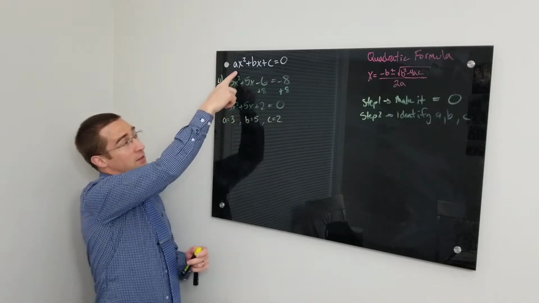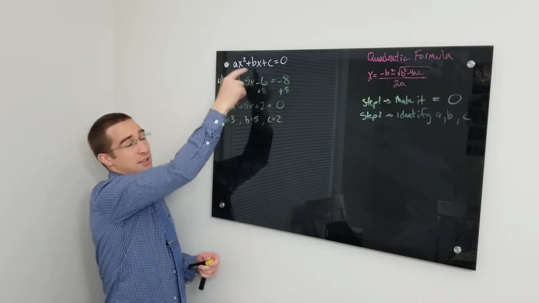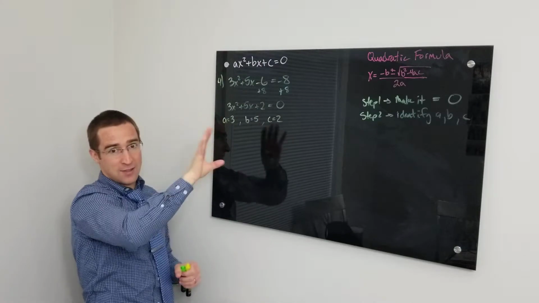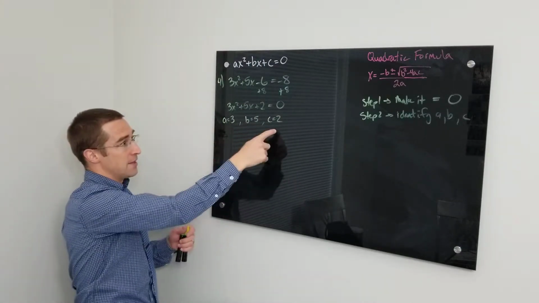The A is the coefficient, the number in front of the x squared. The B is the coefficient, or the number in front of the x. And the C is the number that doesn't have an x with it. It's the constant term. Okay, so we've got our A, B, and C.